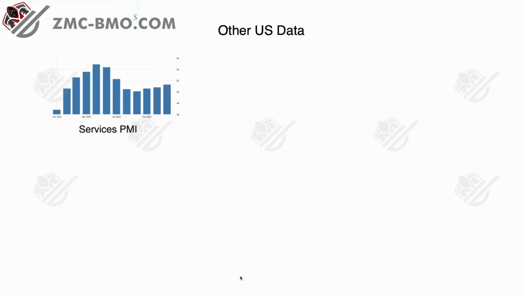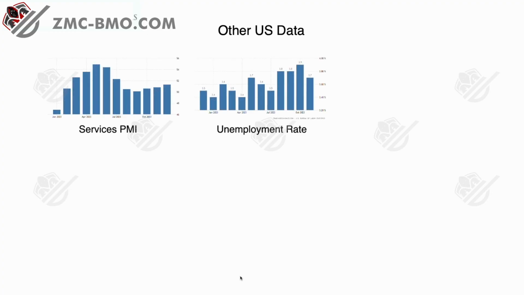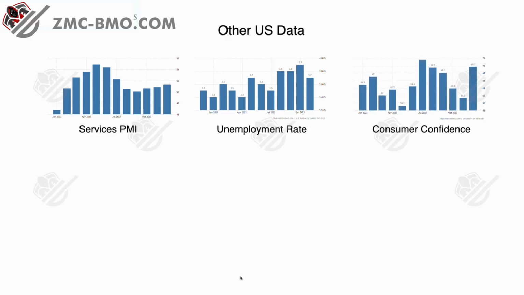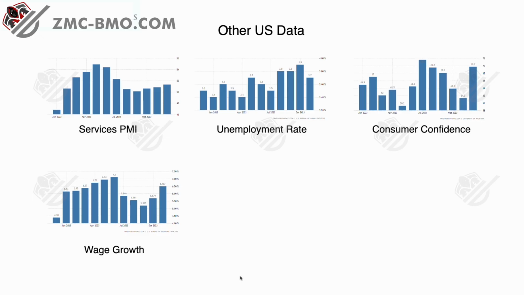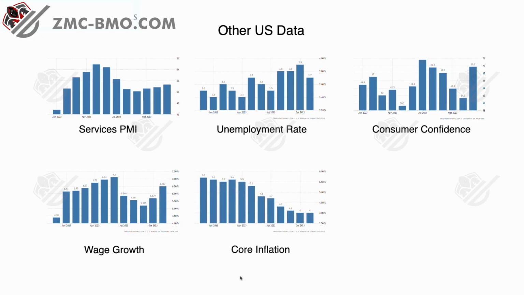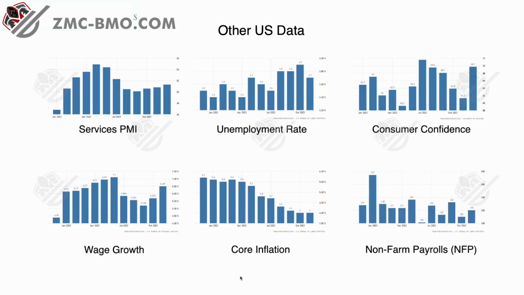So here's just some other examples of US data, similar to what I've done with the UK. Services PMIs are up. Unemployment rate has ticked lower recently. Consumer confidence massively up, which is good. Wage growth did tick up as well, which is interesting. Core inflation has ticked lower. That's just the core component, by the way. And NFP has ticked slightly up as well. Now, you're probably thinking, okay, this should actually be bearish for the dollar. And we'll get into that in just a moment as well.